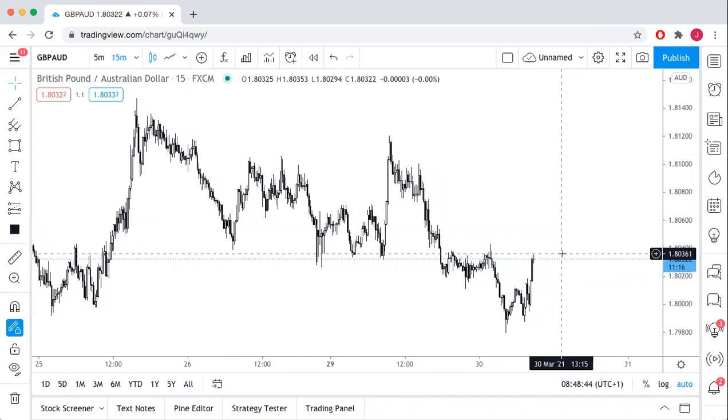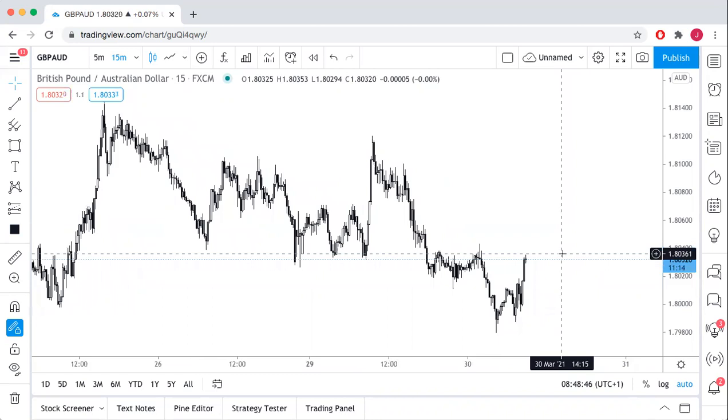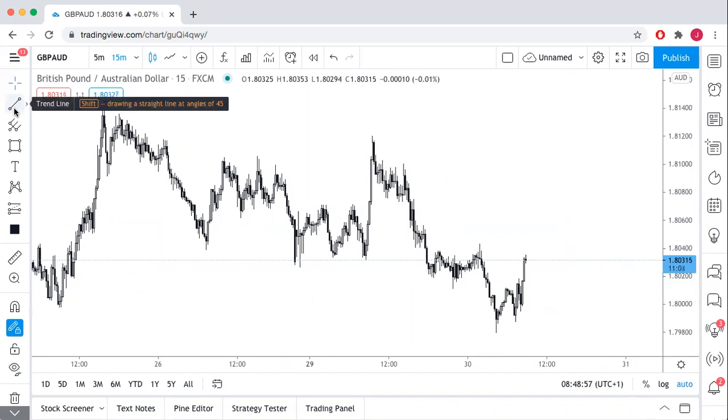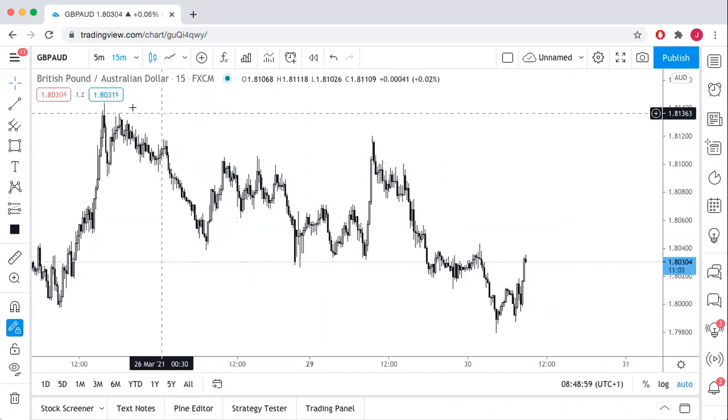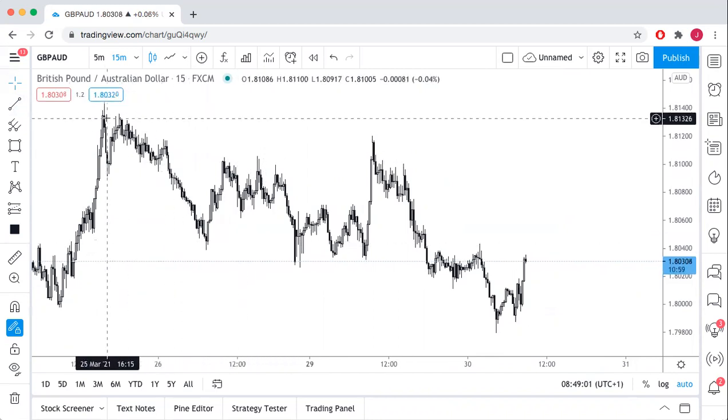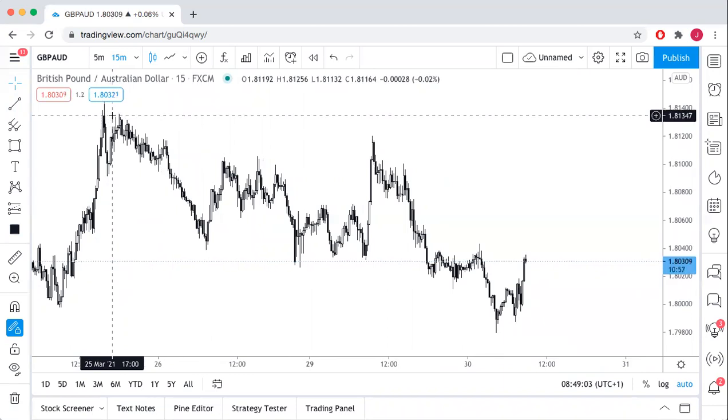The key difference when drawing structural levels compared to support and resistance, supply and demand is that these structural levels are always going to be fresh highs and lows in the market. So when we're doing supply and demand or support and resistance, they can go all the way back. We can look at historically significant levels. That's not what we're going to be doing as market structure traders.